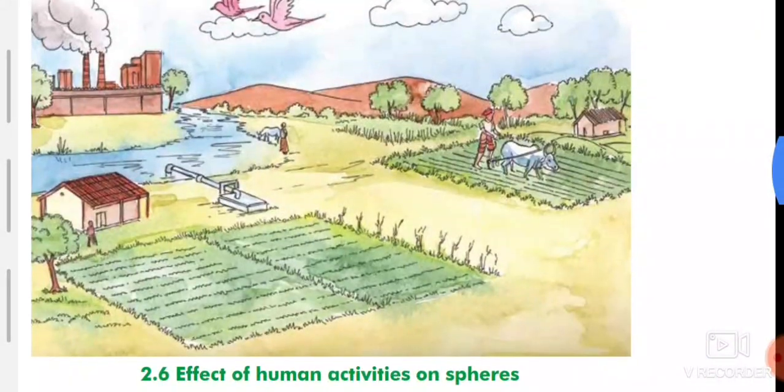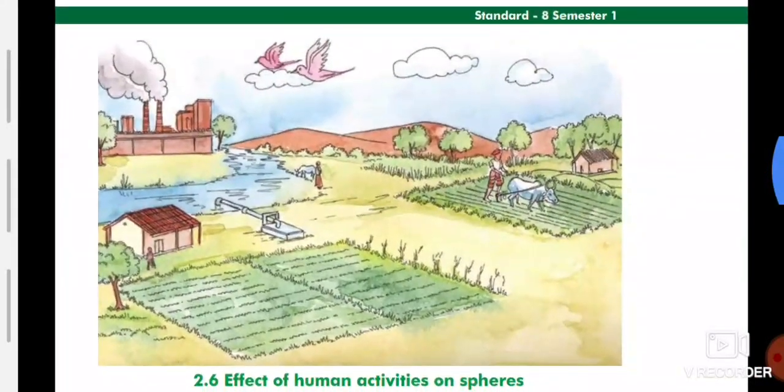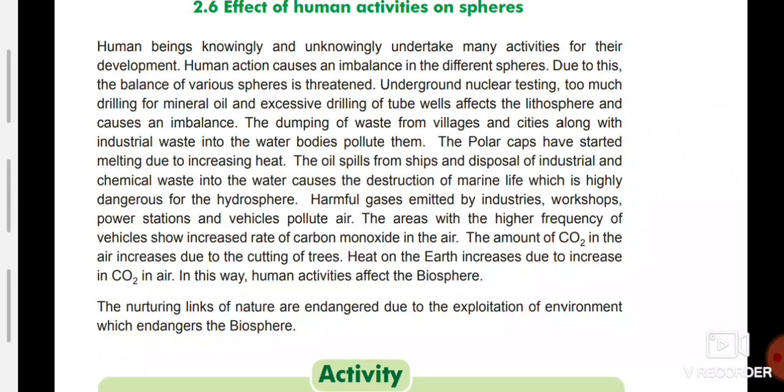Effect of human activities on sphere. यह एक ऐसा इमेज है जो हमारे ह्यूमन एक्टिविटीज की वजह से स्पीयर में चेंजेस देख रहा है. See, tube wells are developed, factories are there, houses are built, agriculture productivity is being done. Yes, human beings knowingly or unknowingly undertake many activities for their development. Human action causes an imbalance in different spheres.